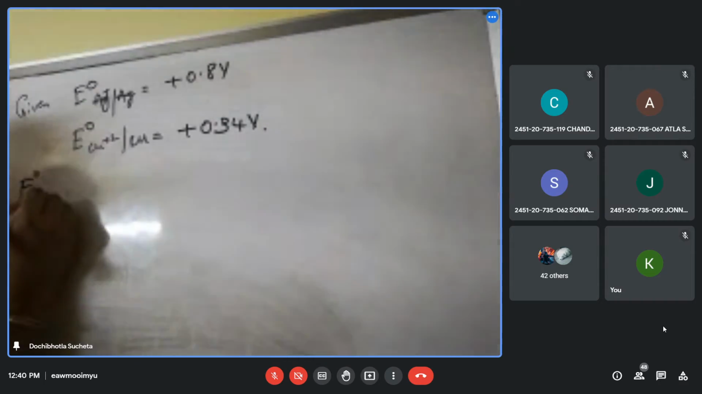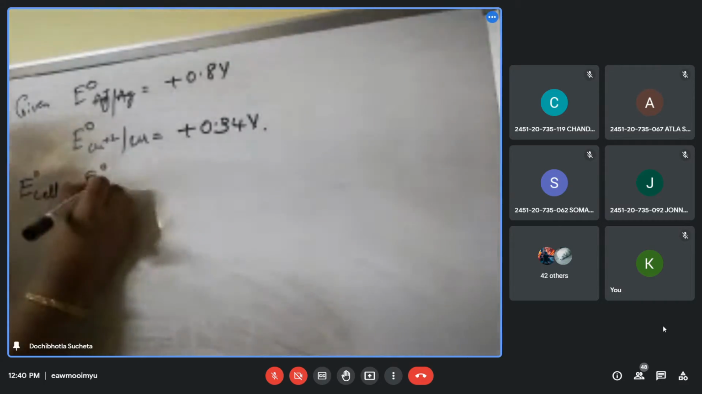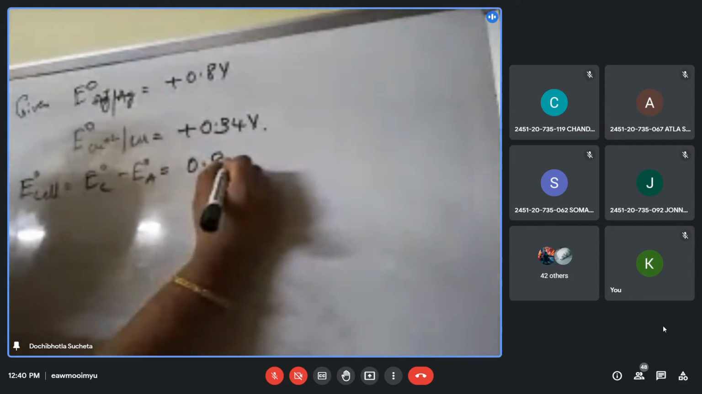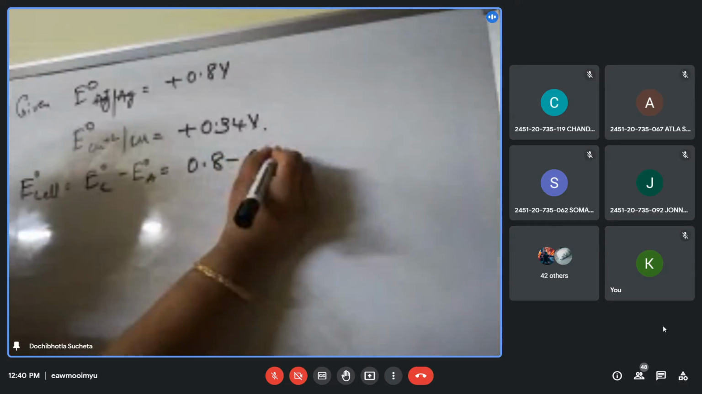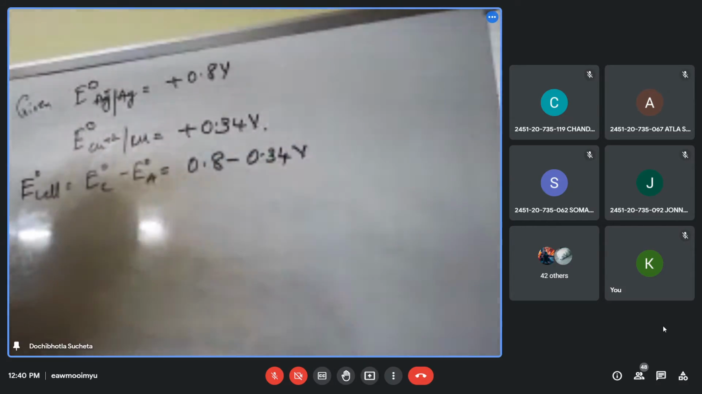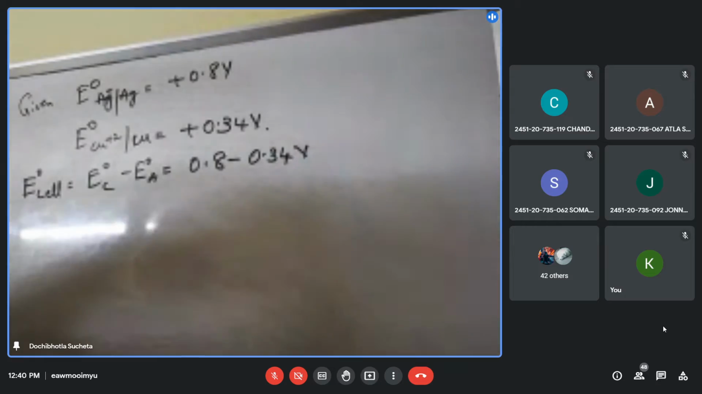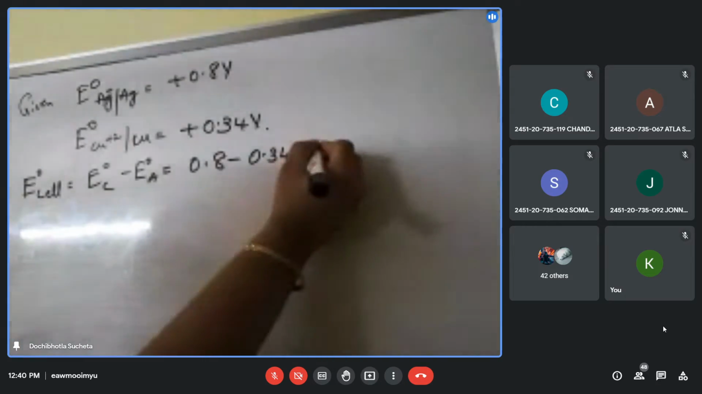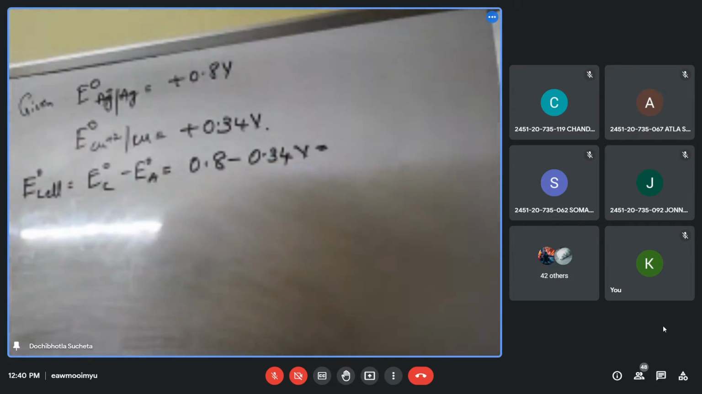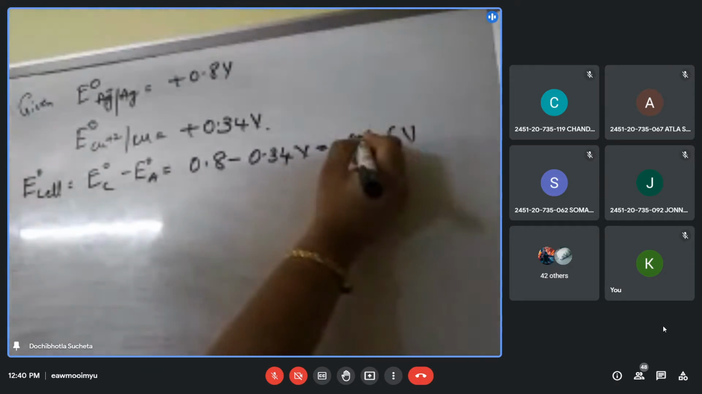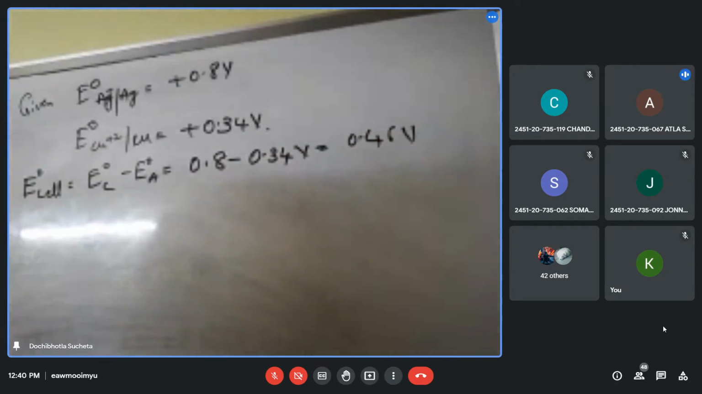So E naught cell will be equal to E naught cathode minus E naught anode. That's going to be 0.8 minus 0.34 volts. Silver SRP value is more at 0.8, and copper is less. What's the answer? 0.46 volts. Plus or minus? Plus.